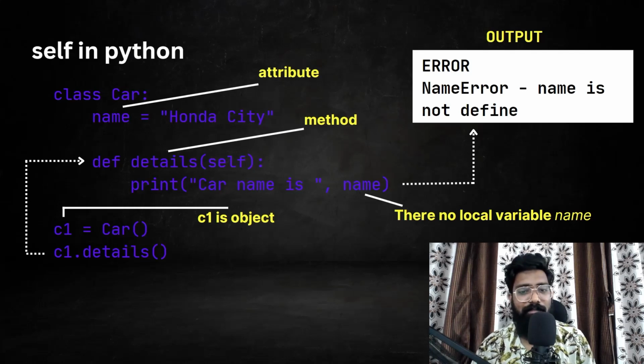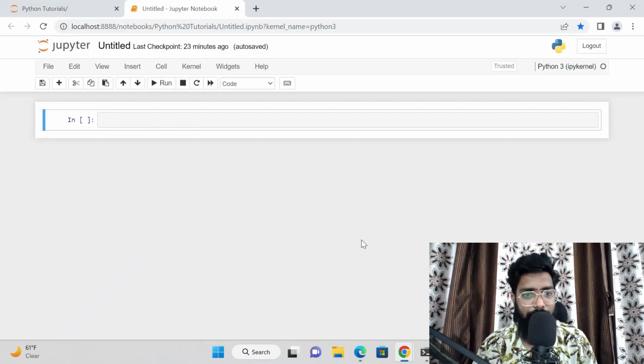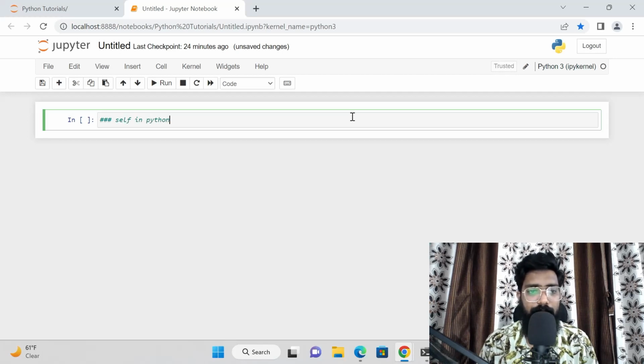How to use a class level attribute? We need to define self in front of it. So the way we are going to resolve this error is using self.name, and self.name is nothing but a class level attribute. Now when we run c1.details, we will get the message car name is Honda City. Let's see the same thing practically.